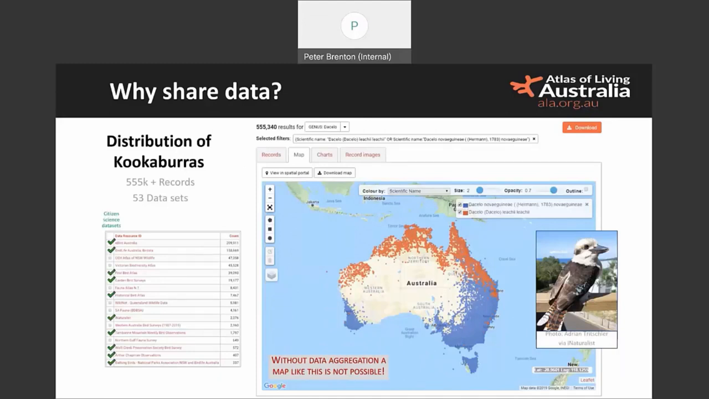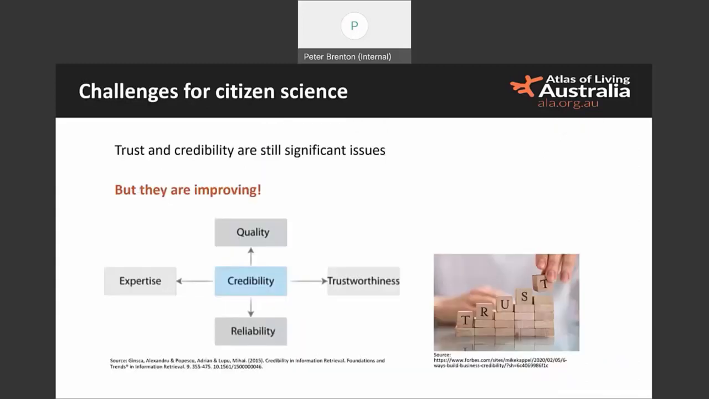Many of the sources of data into this sort of view actually come from citizen science sources. So citizen science is a really important contributor to the occurrence data that we feature in the ALA, and fuels the research that can do further analysis on this sort of information. There are some challenges, though. For a long time, trust and credibility have been significant issues for citizen science data. These issues are improving, but they still exist, and it's important to be aware of that.